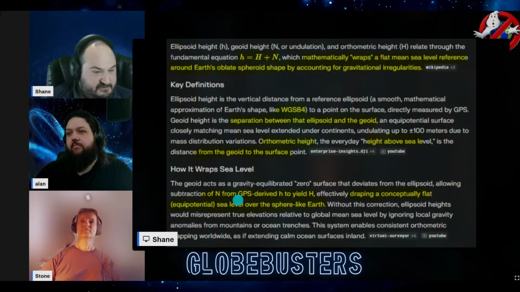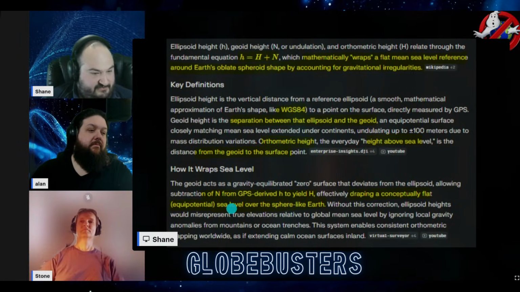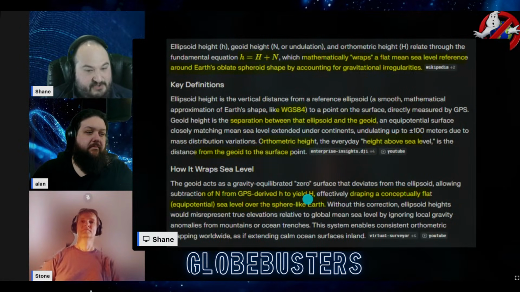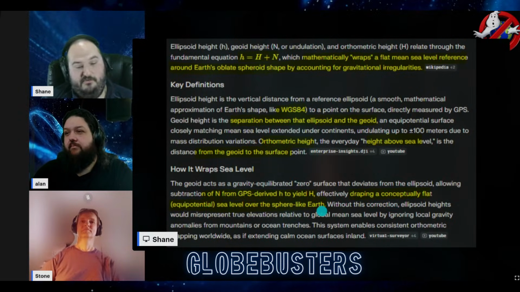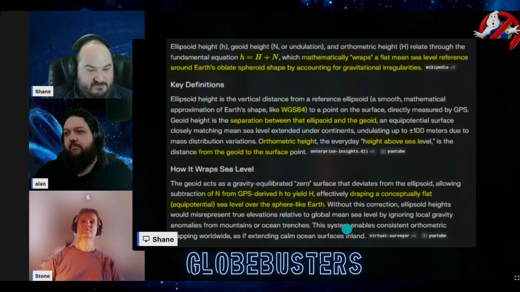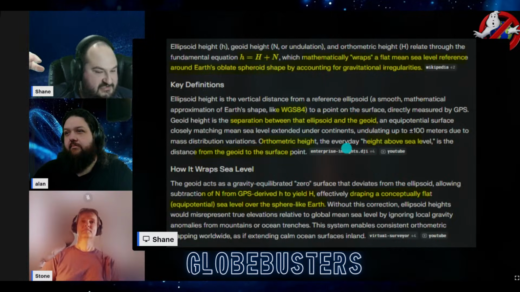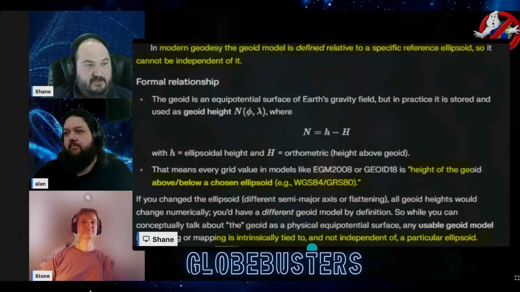So again, the geoid acts as a gravity-equilibrated zero surface that deviates from the ellipsoid, allowing the subtraction of the N from the GPS-derived h to yield big H, which does drape a conceptually flat equipotential sea level over the sphere-like model of Earth. Without this, ellipsoid heights would misrepresent true elevations relative to the global mean sea level by ignoring, quote, local gravity anomaly. So without this, it wouldn't work. And through this, you get what's called negative heights. And through negative heights, you can manually force level measurements to curve downward perpetually. That's how they do that.